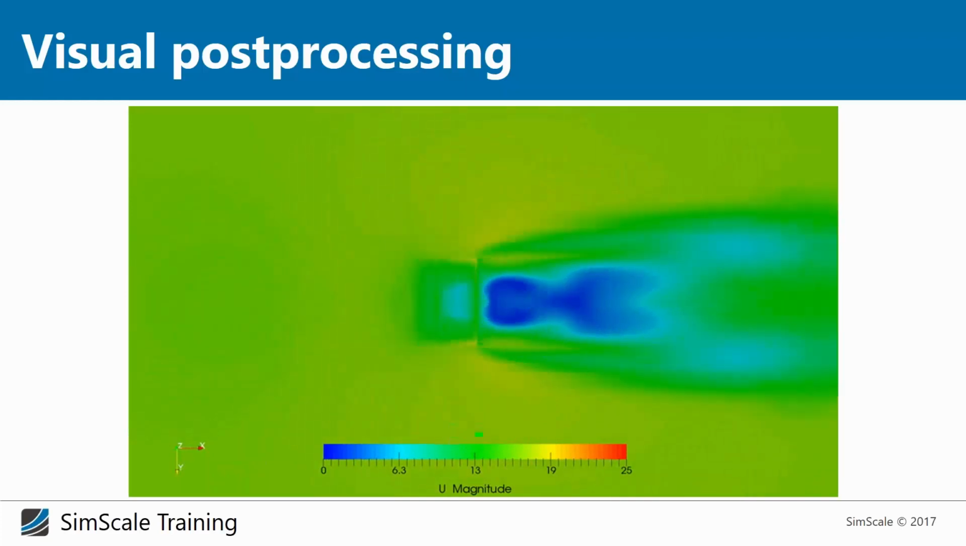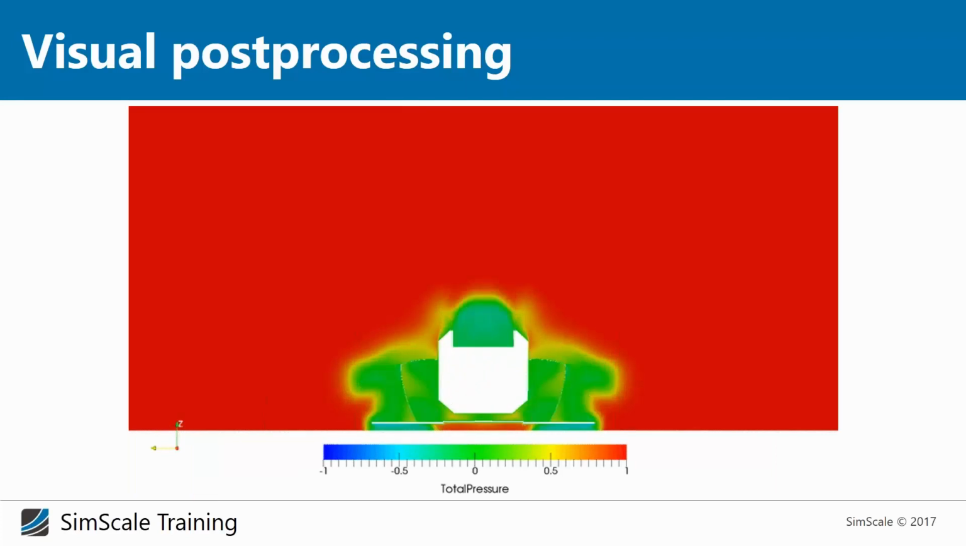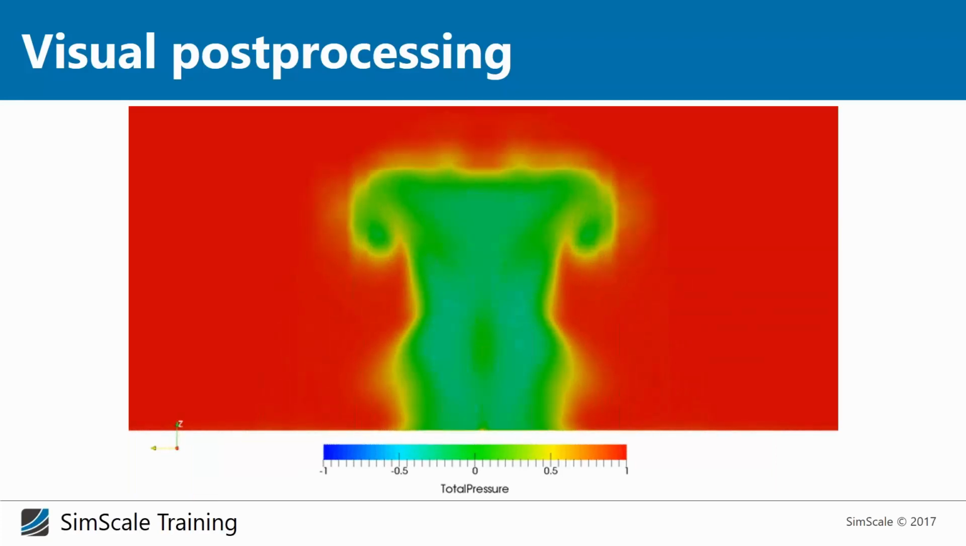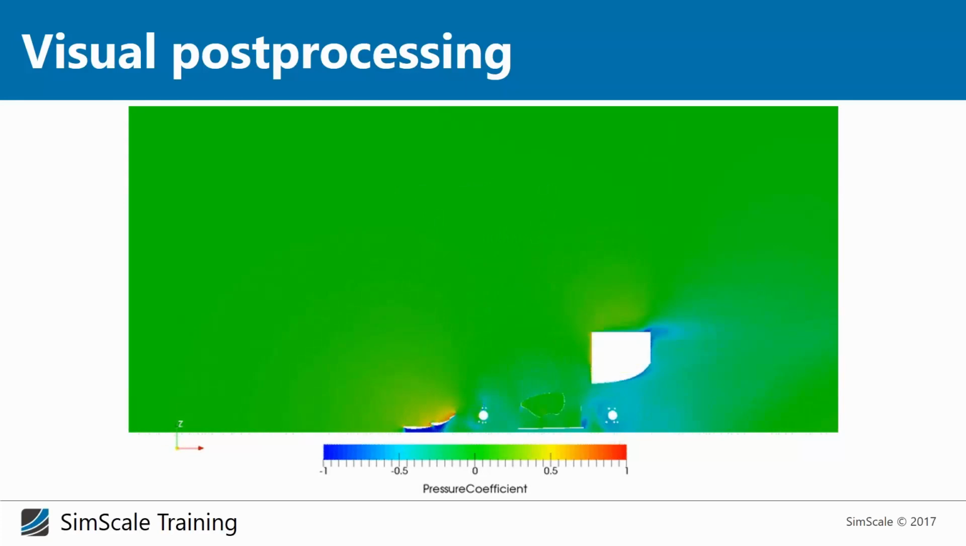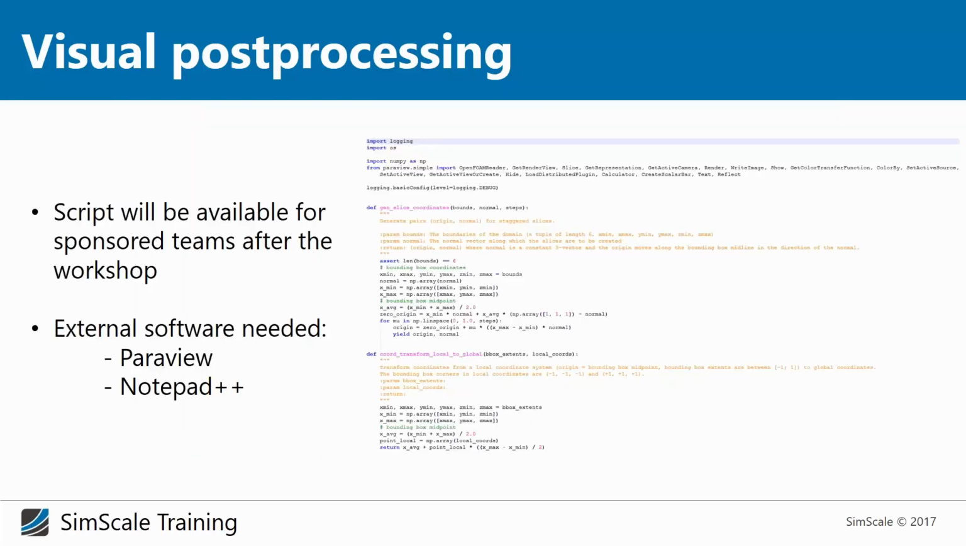And afterwards you have a big folder of CFD pictures which you can look at, and in which you can see very, very many things. And the nice thing is the script will be available for all sponsored teams after the workshop. So you will get the script from SimScale, and the only thing you need for that is ParaView, which is the post-processing software, but it's an open source program, so you can just download it for free. And I recommend you to use Notepad++, because setting up the script is much easier than doing it with the standard editor.